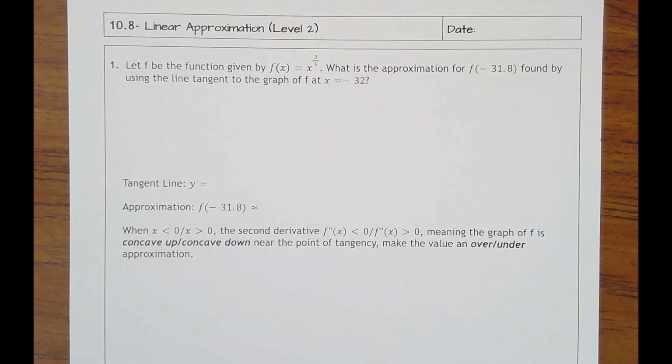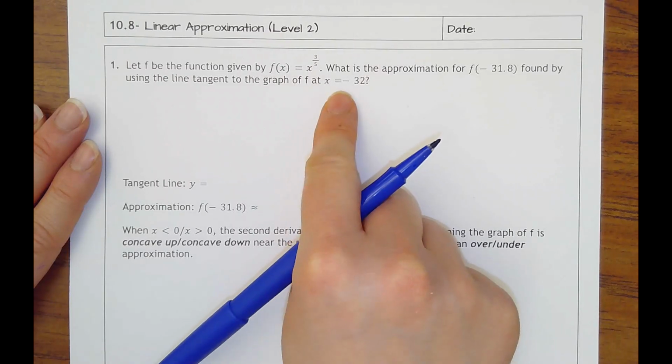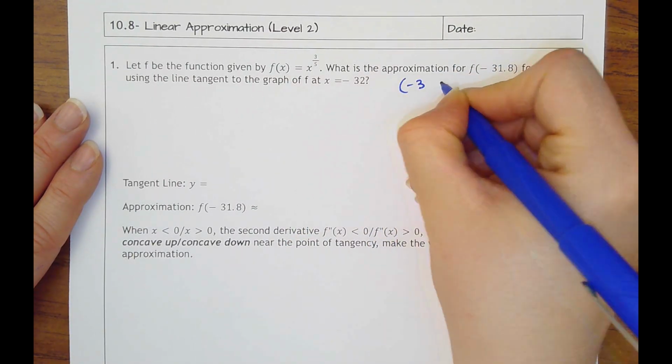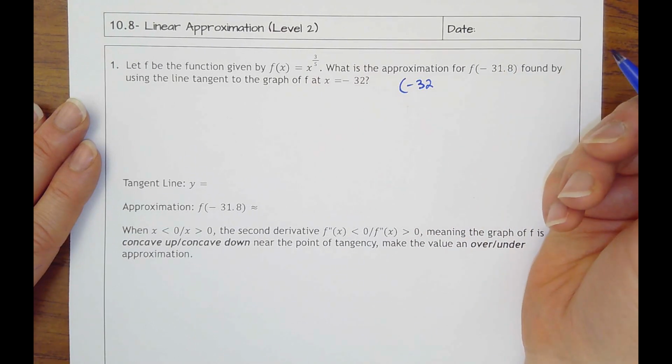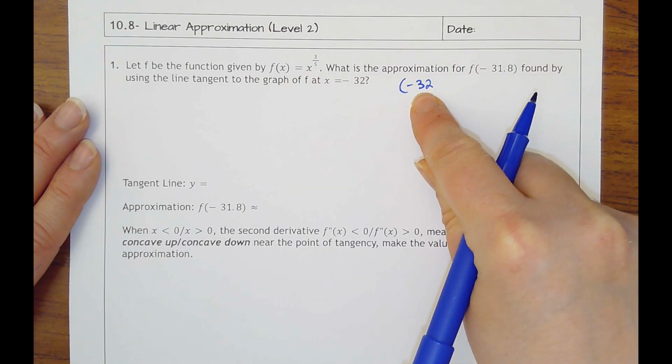of x equals x to the 3/5 power. What is the approximation for f of negative 31.8 found by using the line tangent to the graph of f at x equals negative 32? All right, so what we're going off of is that they give us an x value to use with the slope of the tangent line. So we're trying to make a tangent line function that goes through x is negative 32.